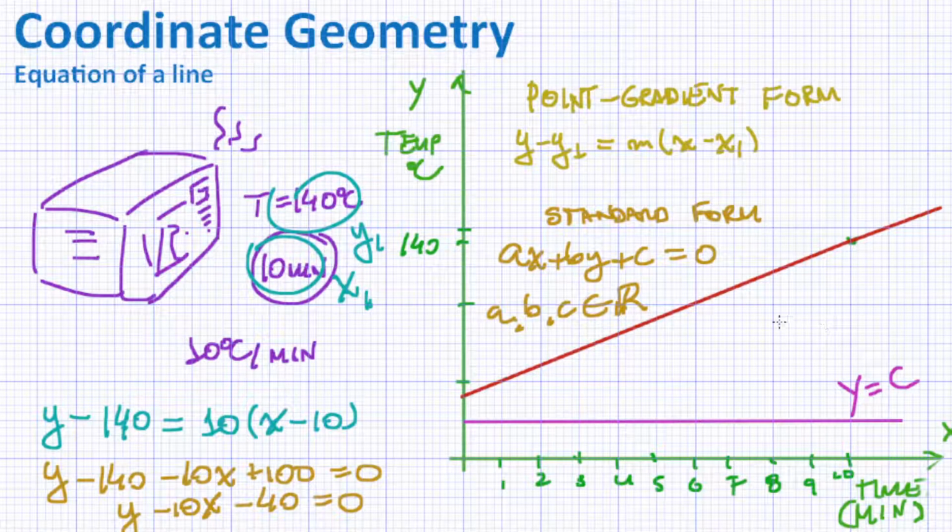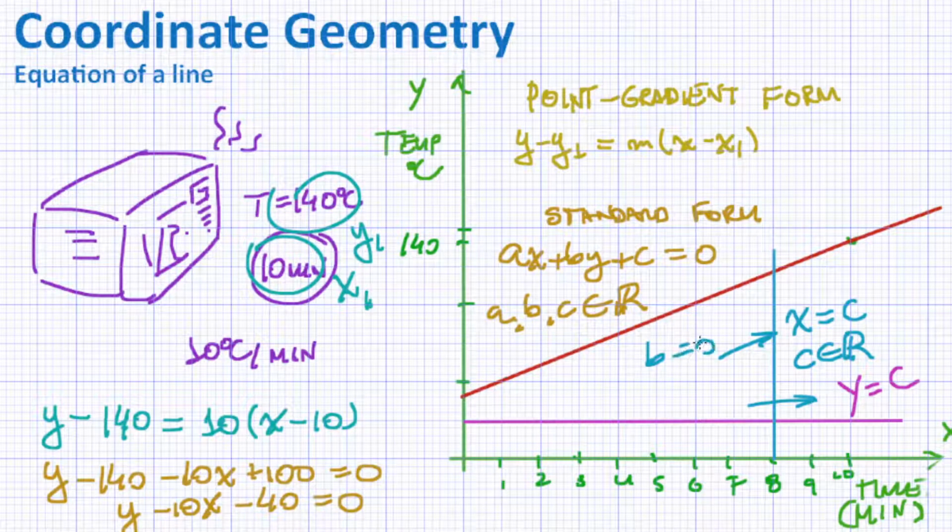Now, another particular situation we may find is a vertical line. In the case of a vertical line, x is the same. So x is a constant here. And for any of those cases, c is a real number. Notice that in one of them b is equal to 0, and in the other, a is equal to 0 in your general form.